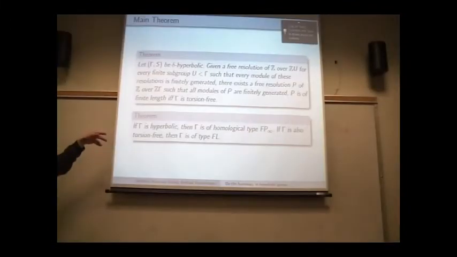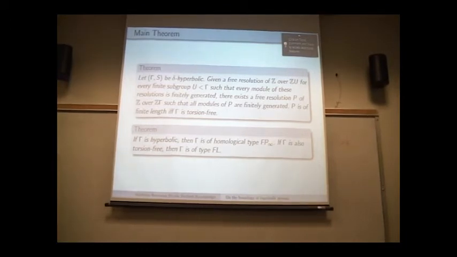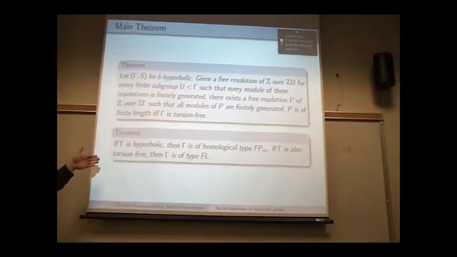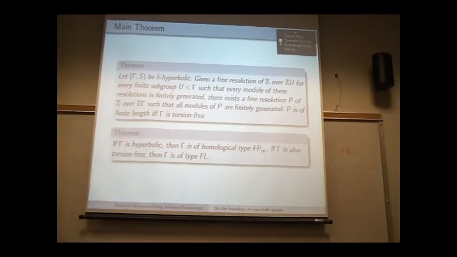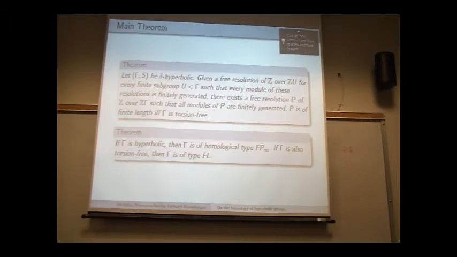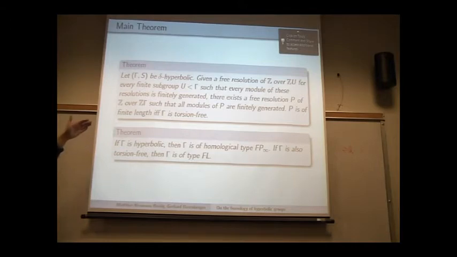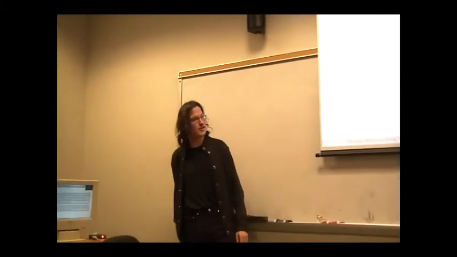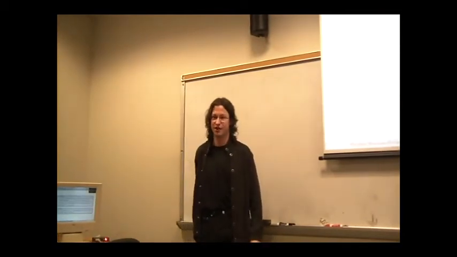Okay. So for those of you who know a bit more about homological finiteness conditions, I can summarize the theorem like this, which is much shorter. If gamma is hyperbolic, then gamma is of homological type FP infinity. And if it's also torsion free, then gamma is of type F. Note also that I need free resolutions of Z over Z gamma for finite subgroups. Well, not for every finite subgroup, that's a lie. We don't need it for all, but we need it for some. And these are the stabilizers of the cells in the Rips complex.